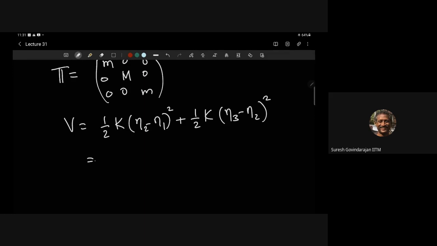And so we get half k into eta 1 square minus 2 eta 1 eta 2 plus eta 2 square. This will also give one more eta square. So when I expand this also I'll get one more eta square, so I'm just jumping one step.